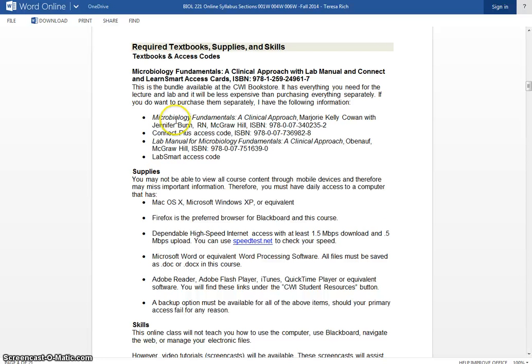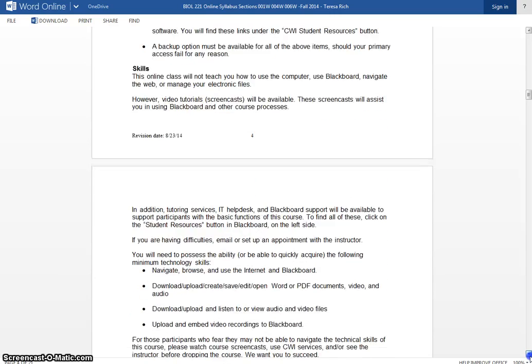This required textbook and supplies and skills, I posted that on Blackboard before the semester started. You've probably taken a look at it. If you haven't, make sure you have all of these.